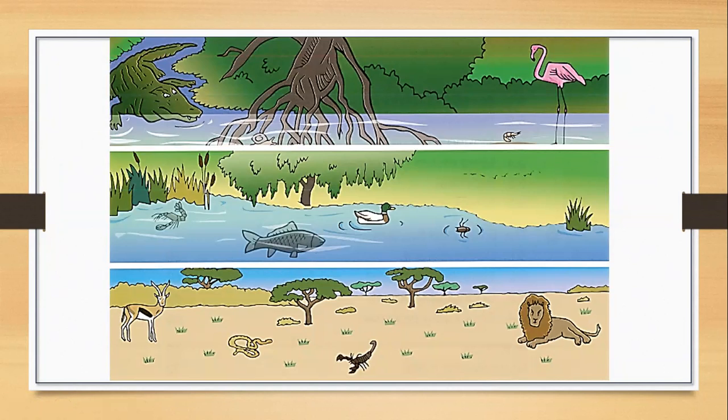Some animals live inside the water, on the water, and on the land. Here, as you can see, the crocodile lives in the water, the fish lives in the water. You can see the snake, deer, scorpion, flamingo, and lion. They live in dry places like land.